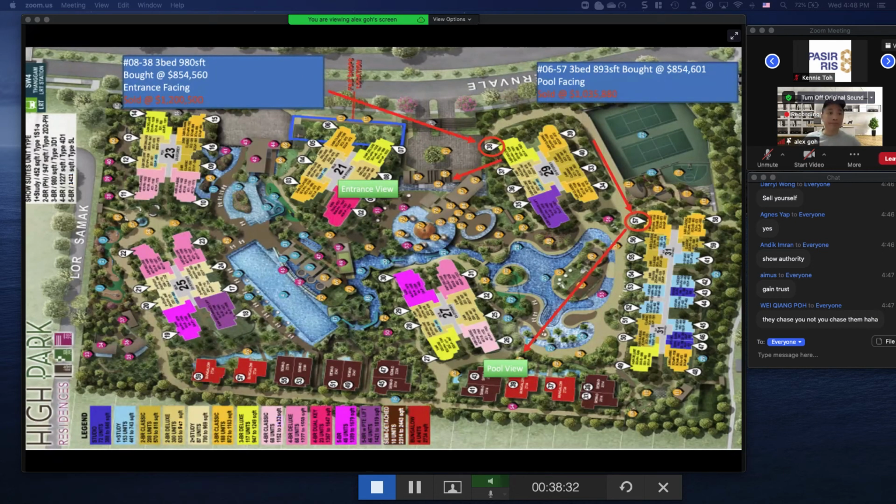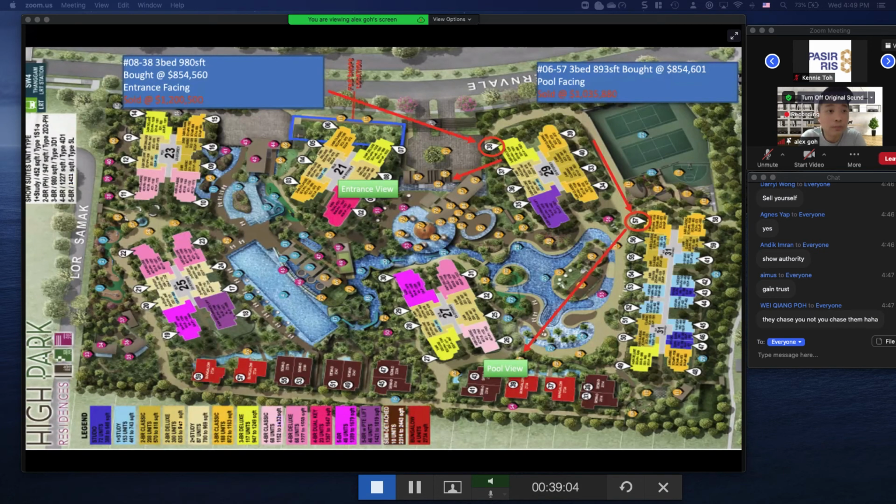For the first one, the unit is 0838. This one is facing the entrance where you can see the cars moving in and out. Then the other unit is stack 57, 0657, which has a better view because it is pool facing. Both units are selling at the same price, 854,000. So in this scenario, Alex, which unit would you buy?